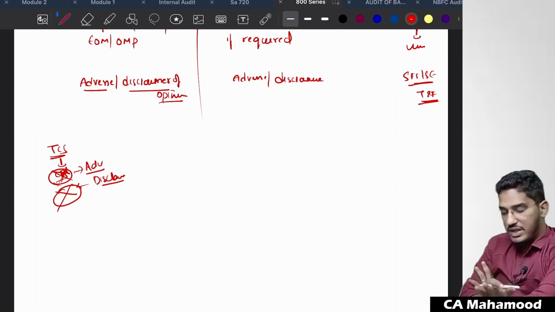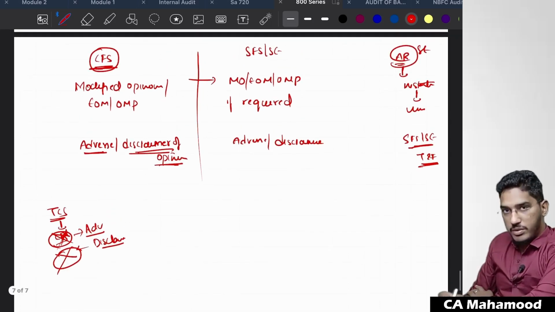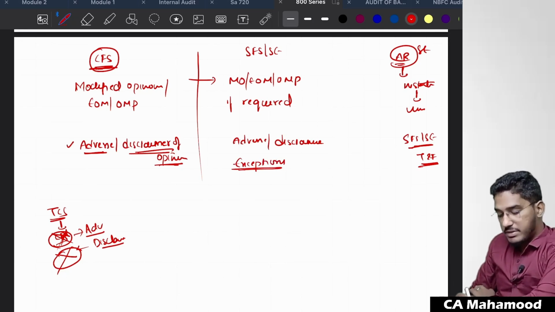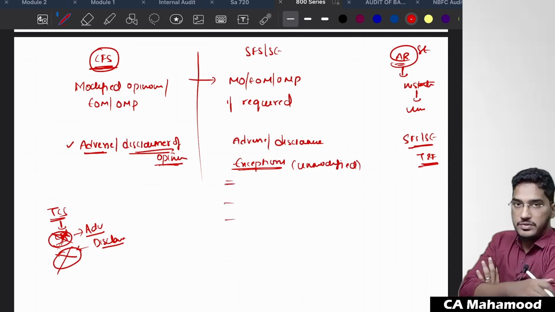You can't do that. So one general rule is, in the complete set of financial statements, if it contains adverse or disclaimer of opinion, the single financial statement audit report or specific element also should contain adverse or disclaimer of opinion. But however, there are some exceptions to this rule. In some exceptional circumstances, if the complete set of financial statements contains adverse opinion or disclaimer of opinion, still we can give unmodified opinion on single financial statements or specific element. What are those exceptions? We'll try to read it in the material.